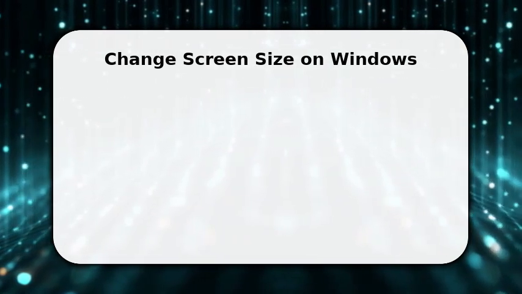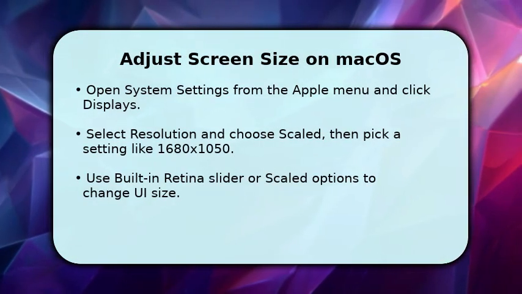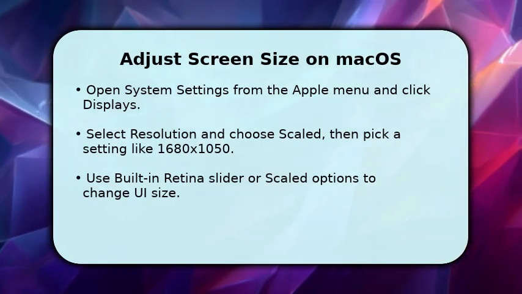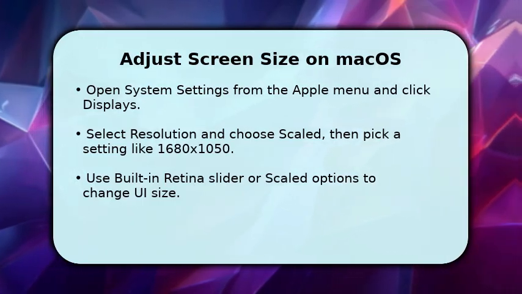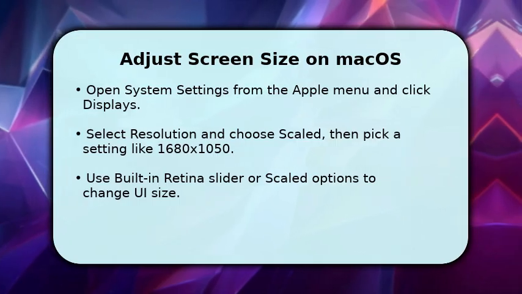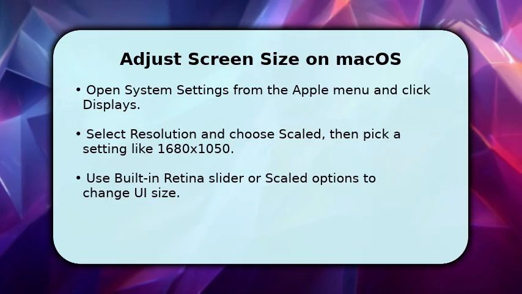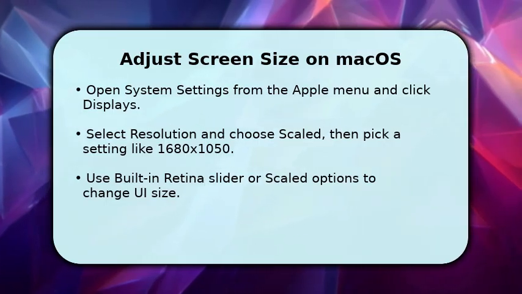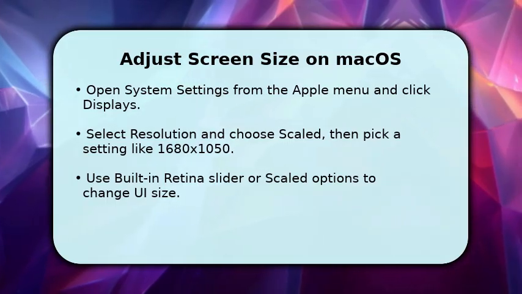For multiple monitors, select the monitor number, then repeat. Open System settings from the Apple menu and click Displays to begin. For an external monitor, choose the monitor name at the top of the panel. Click Resolution and select Scaled, then pick a resolution such as 1680 x 1050 or 2560 x 1440.